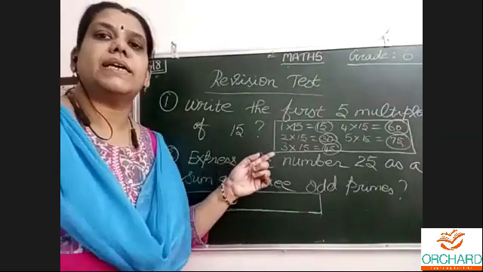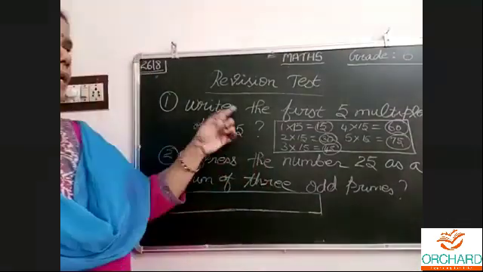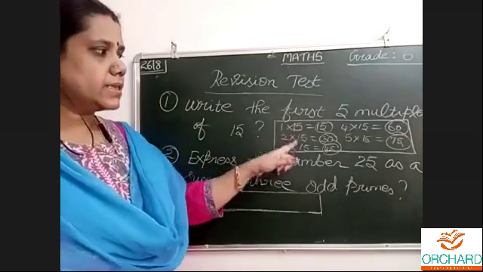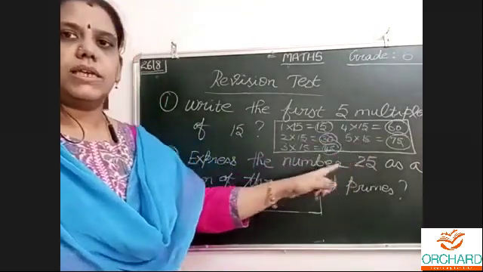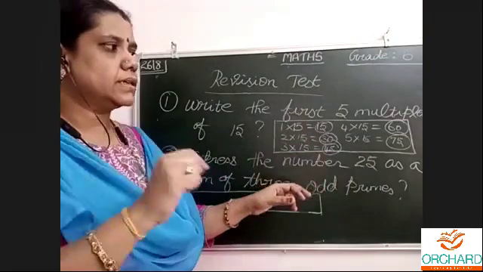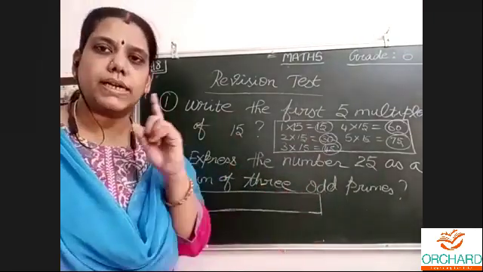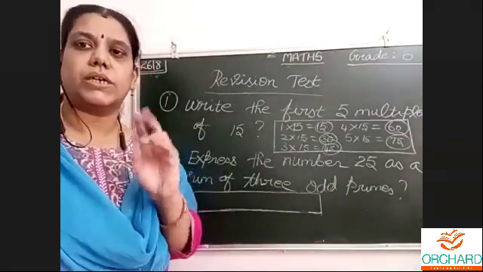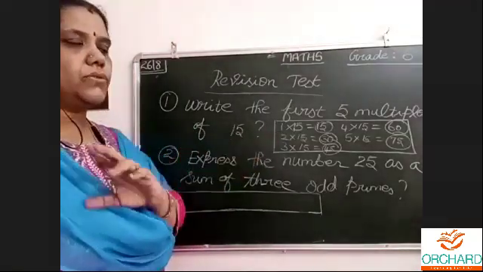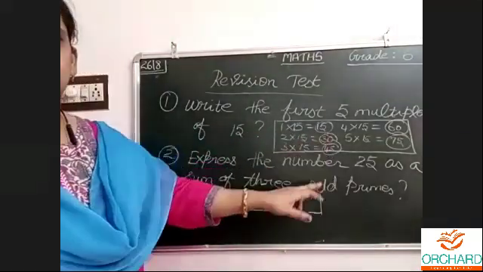If it is a factor, then I will write it with the division symbol. Like this, you have to show. If you simply write 15, 30, 45, I will give only half. Only 1 mark will be given for a 2-mark question. I will not give full marks. You have to write like this, compulsory.